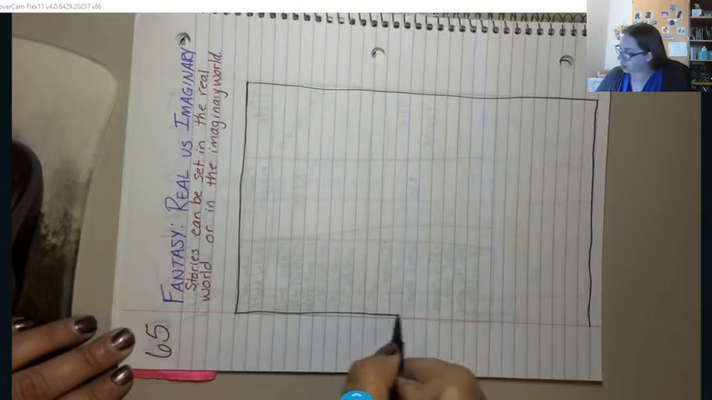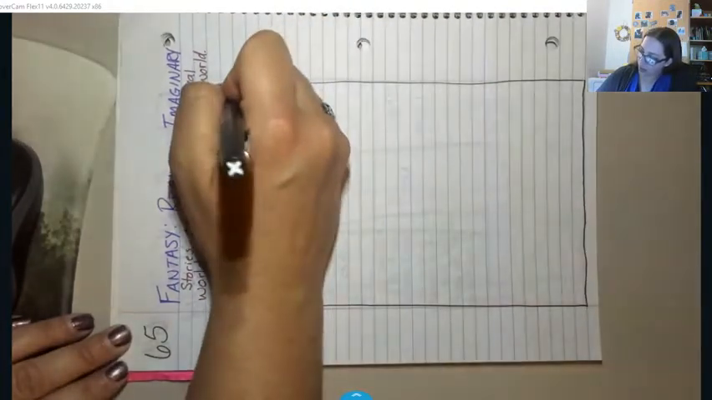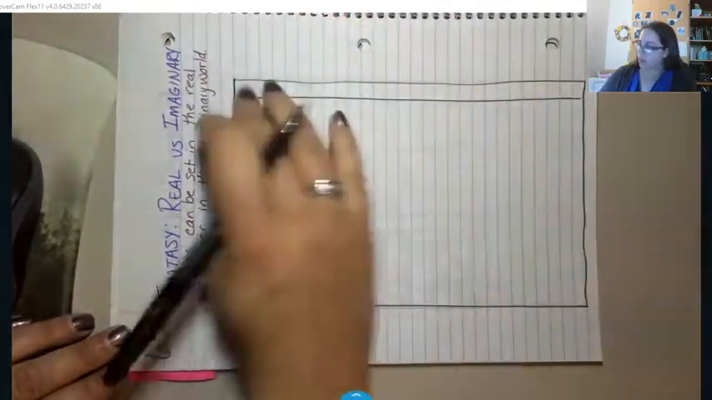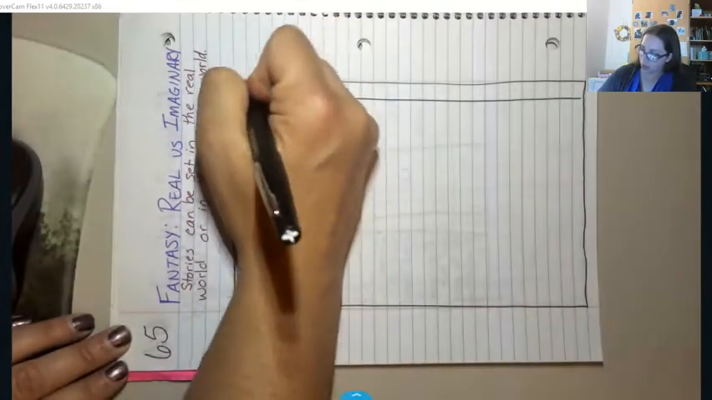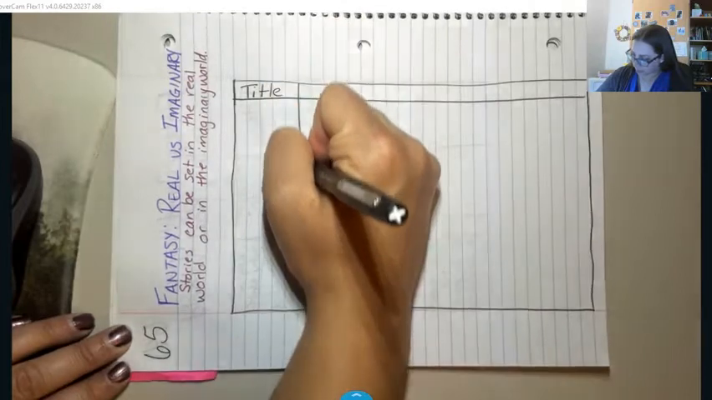Follow the blue line down to the next red line, and complete my rectangle that way. I'm going to have a thin line right up here. And we're going to start breaking it into columns this time. We're going to start with our title so we know which books we're talking about.